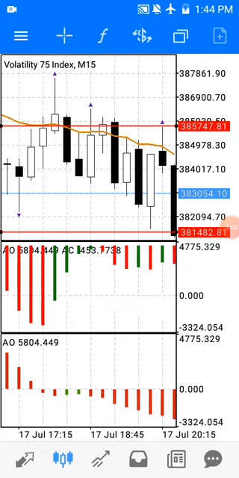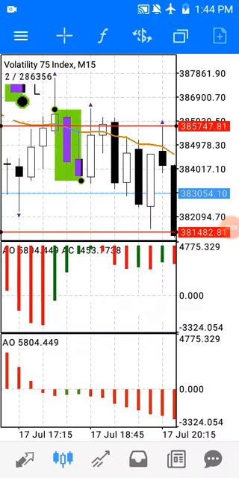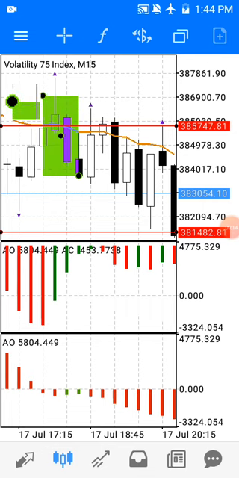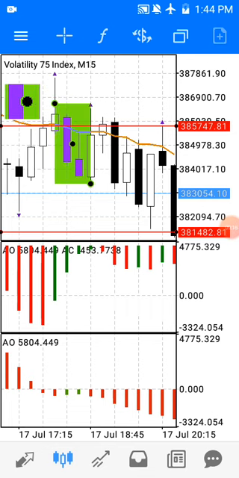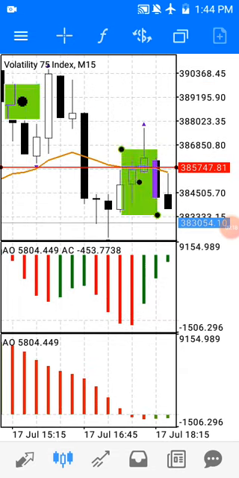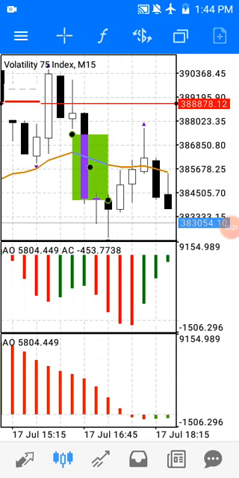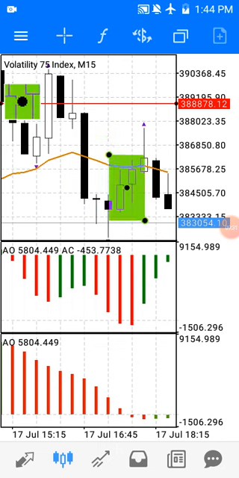Now there's a setup here. We have a setup here, but we do not have 3 subsequent candles closing below. Okay, let's look for more setups. This is another setup, and we have 3 candles closing below. This is another setup, and we have 3 candles closing below. 1, 2, 3 closed below.